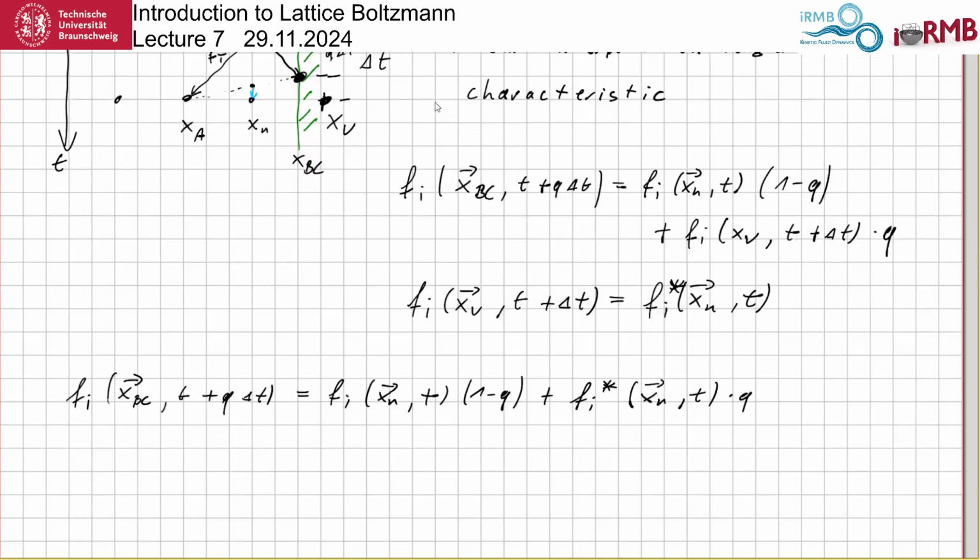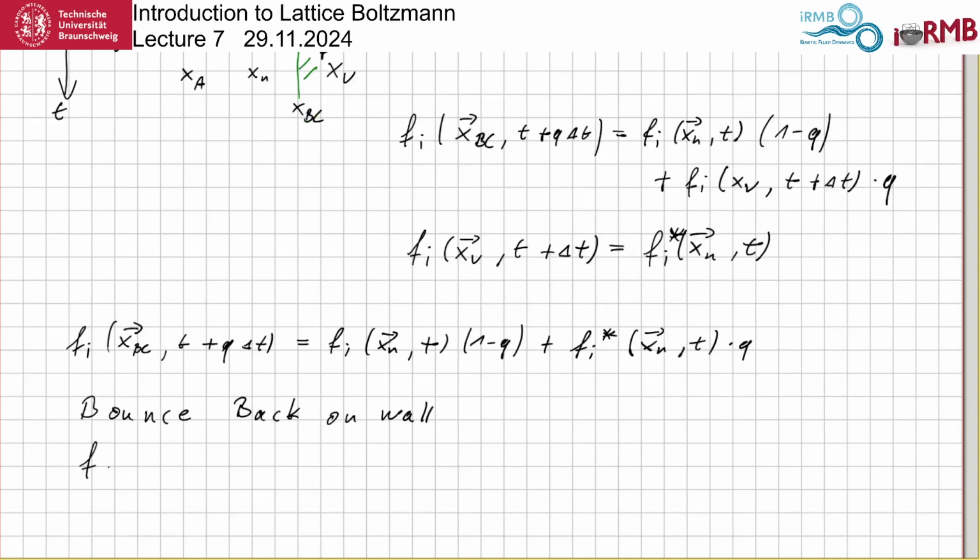Then we do the bounce back on the wall, which just means we are returning this population. Incoming is outgoing. Bounce back on the wall, meaning, okay, it's again the same thing. The only thing is now from i, it goes to minus i at the boundary condition at t plus q delta t is equal to, and this is now, of course, exactly the same.